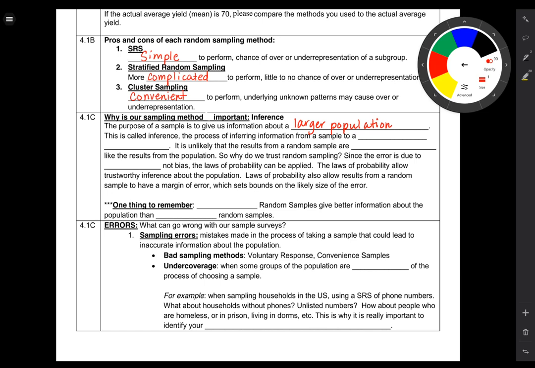So this is called inference, the process of inferring information from a sample to a larger population. This is basically the entire second semester when we do inferential statistics and we do statistical tests. It is unlikely that the results from a random sample are exactly like the results from the population.